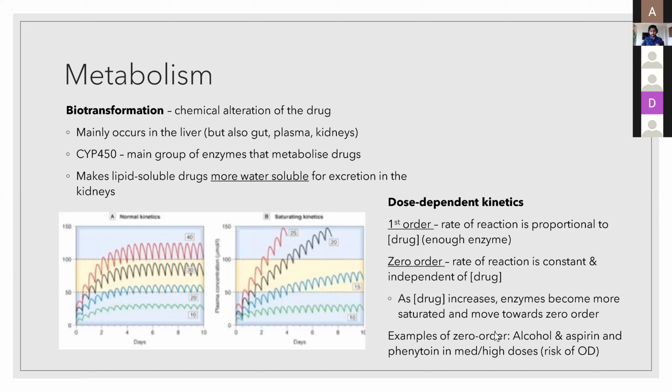So that's the idea. And what we need to notice is, as the concentration of the drug increases, our enzymes in our body, particularly these CYP450s, will become more saturated, and we will move closer and closer towards zero order kinetics, away from first order. And just as I said before, some examples of zero order kinetics, we have alcohol, which is at any concentration, and we also have aspirin and phenytoin in medium to higher doses. And we need to always keep note of zero order kinetic drugs because there's always a really good risk of overdose.